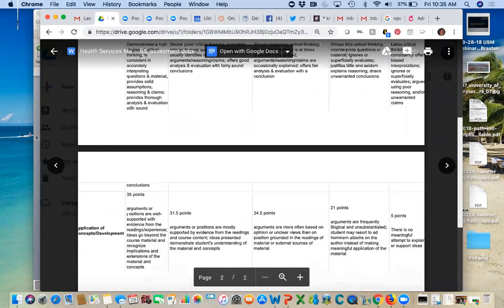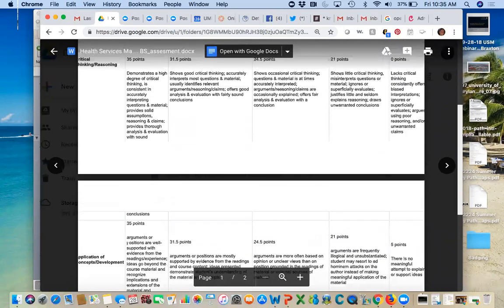And then I brought up down here the portions of the rubric dealing with critical thinking and reasoning and with application of concepts and development. It's a little bit involved, but we are trying to motivate students to be really involved in developing their thinking processes, at the same time learning how to apply the content knowledge that they learn in the classroom and to apply it to real life case situations.